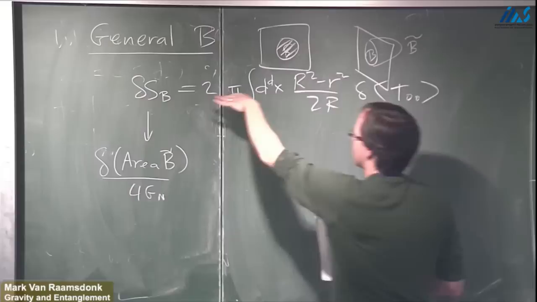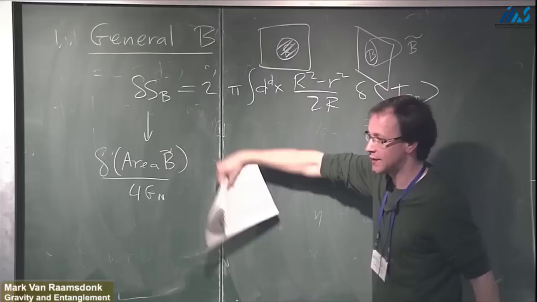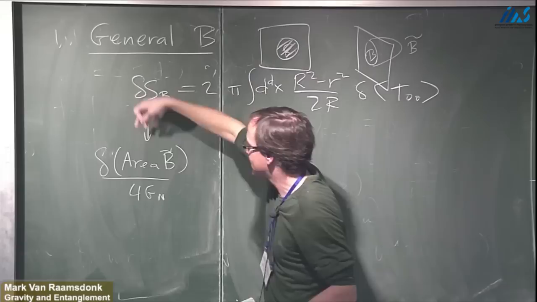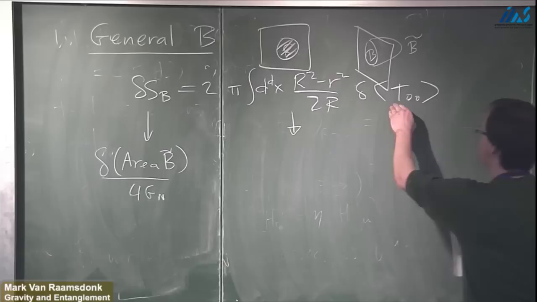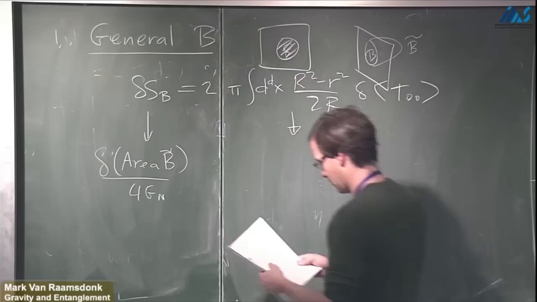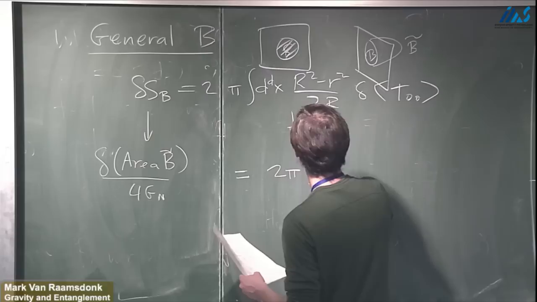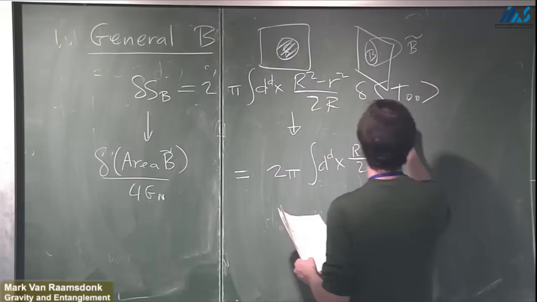Equipped with this, we can now translate this general statement into an entirely geometrical constraint. To translate the left-hand side, we use our basic assumption. And to translate the right-hand side, all we need to use is the formula relating the CFT stress tensor to the asymptotic metric. So we get R, and then our constant and h00.